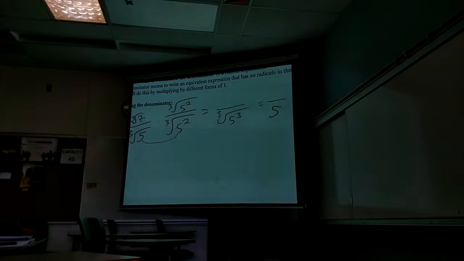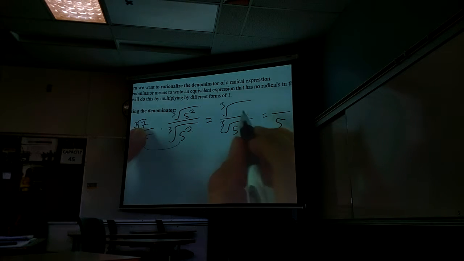5. Bam! We constructed the bottom to come out nice. We completed it so the radical could be done and go away. On the top, I get 7 times 25, whatever that is. What is that? 175.